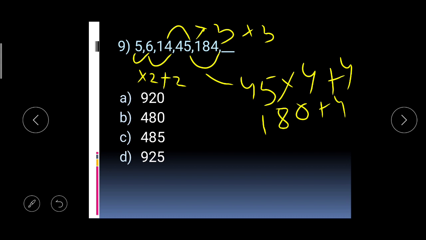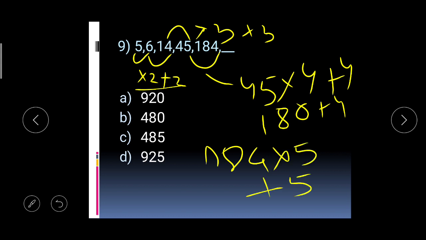So if we know the pattern that it is into 2 plus 2, into 3 plus 3, into 4 plus 4, so next term is what? 184 into 5 plus 5, right? 184 into 5 plus 5, which will give me what? This is 920, and 920 plus 5 is 925, right? So my answer is D.